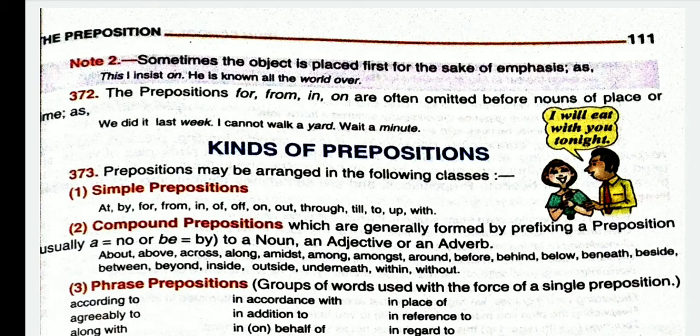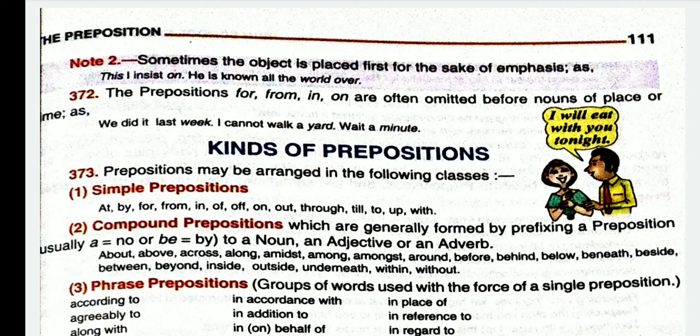The first one is the simple preposition, like you can see: at, by, for, from, in, of, on, out, through, till, to, up, with. These are simple prepositions because these are single words. Then the second type of preposition is the compound preposition.